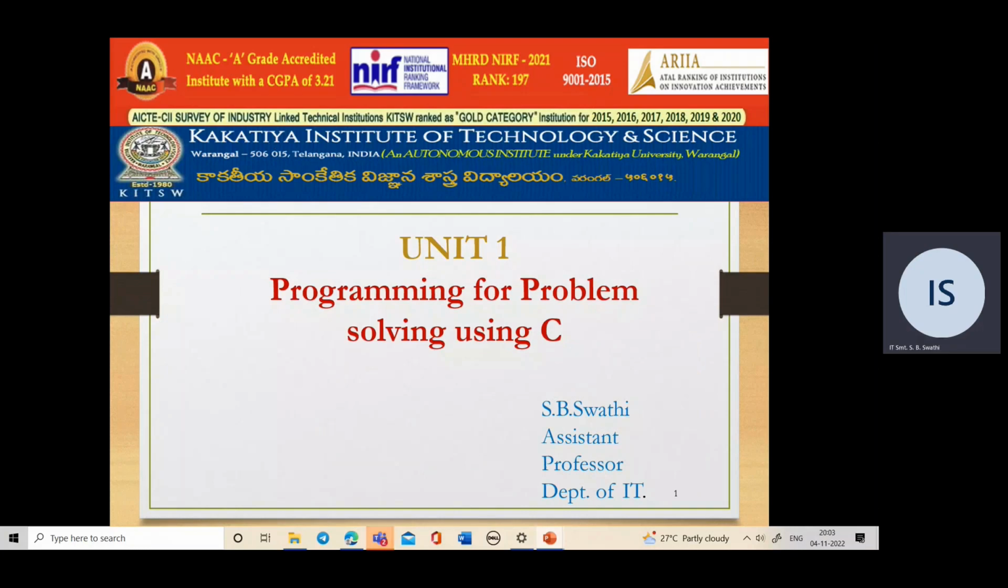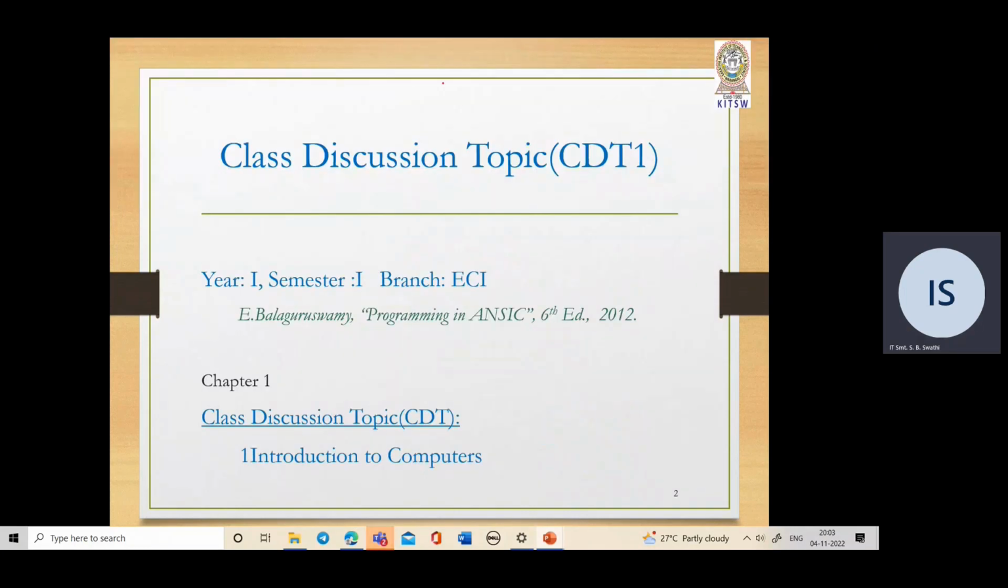Hello students, today we are going to discuss the first topic of our unit 1, that is Introduction to Computers. And please refer to this textbook: E. Balagurusamy, Programming in ANSI C, 6th edition. And this is the prescribed textbook.